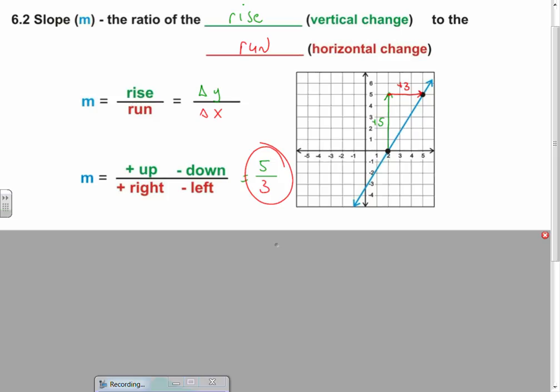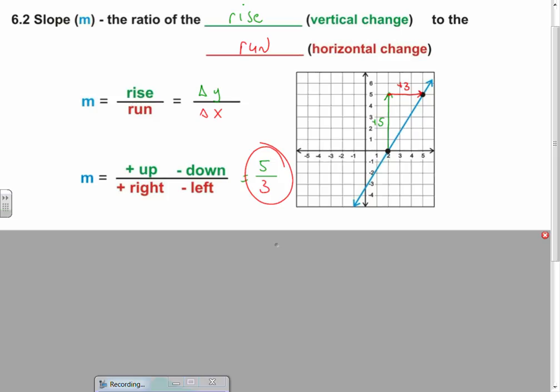Let me ask you something. Does -5 over -3 equal +5 over +3? Negative divided by a negative is a positive, so don't they equal?